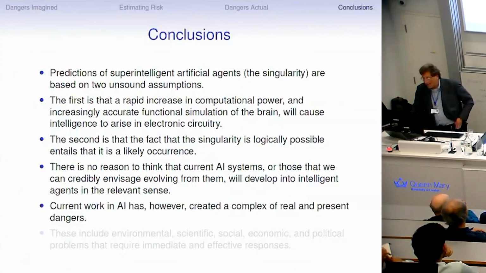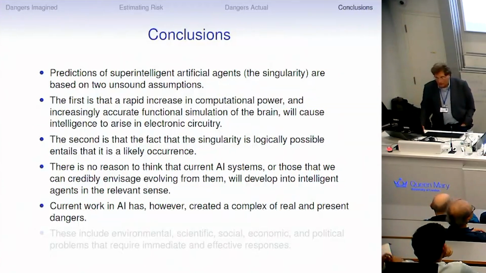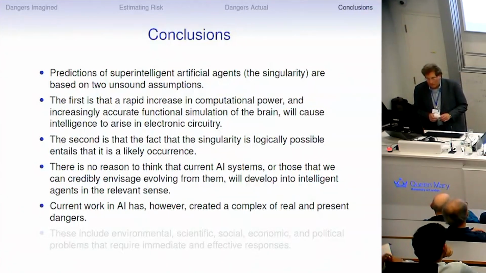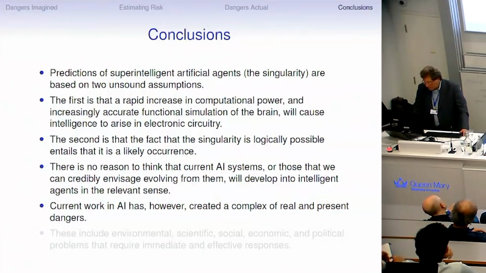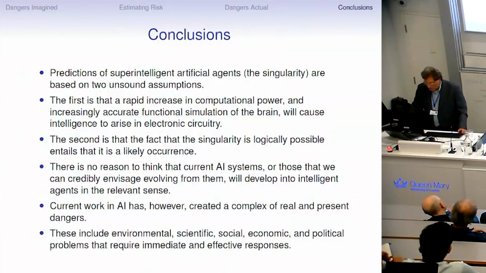Current work in AI, however, has created a complex of real and present dangers. So I went through a list of, it's not exhaustive by any means, it's just some of them. They might seem each individually manageable. Taken together, they represent a very serious set of social, economic, environmental, and technological threats that we ignore at our peril. They include the full range of environmental, scientific, social, economic, and political problems that I mentioned, plus many others. And these require very immediate and effective responses, which we're generally not getting.